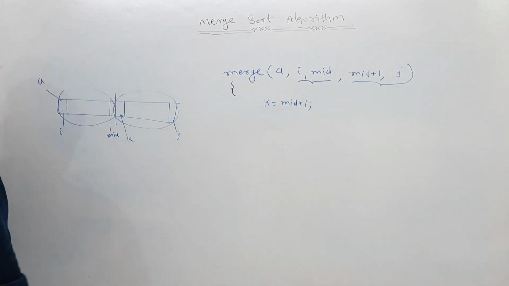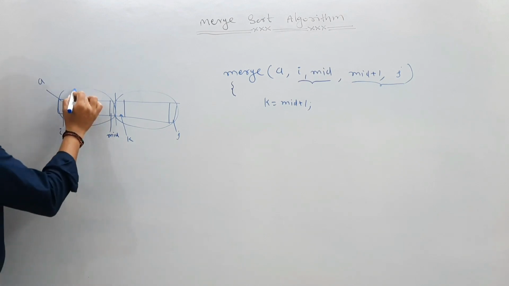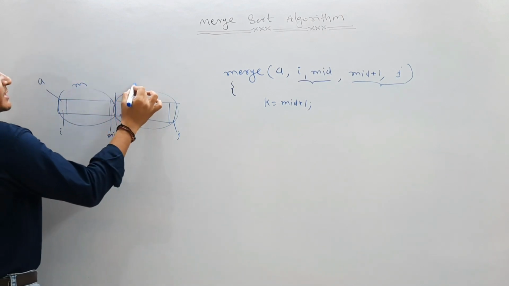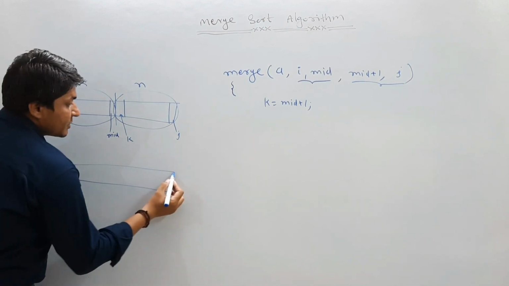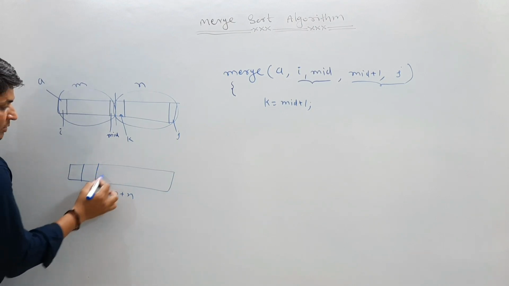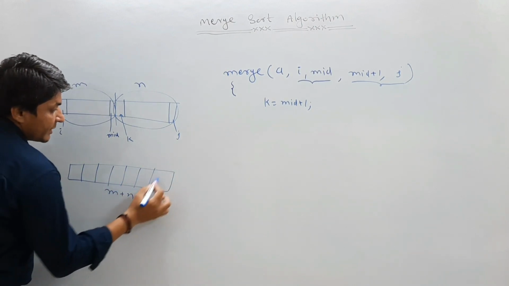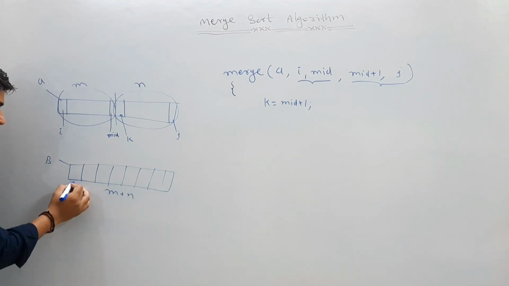Correct? Now first we need to take one array. Let's say the size of this array is m and the size of this array is n. So we need to take one array of size m plus n, so that we can store all the elements. The name of this array, let's say, is b. Now p is pointing to the first location.